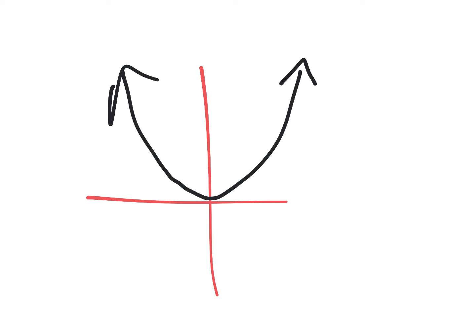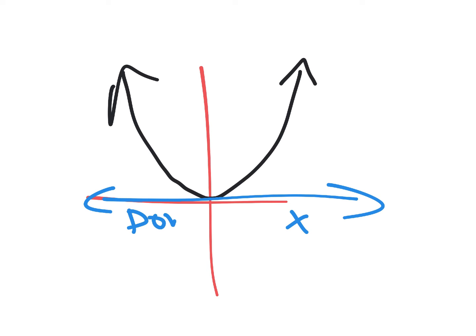The domain is about the x values. Domain goes this way. The range is, somebody want to take a guess what I'm about to say? Oh. Yep. The range goes this way. Does this thing go forever in both directions? No. It's got a low spot. That's the lowest it goes.